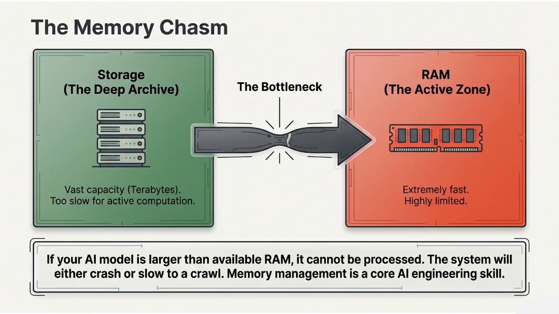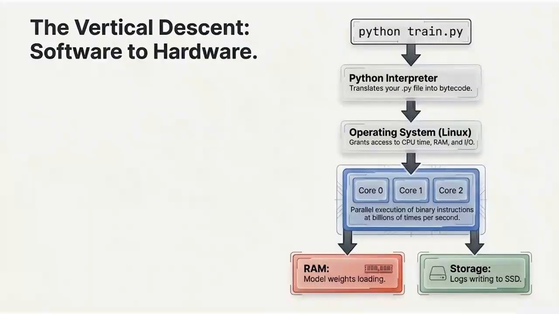So in regards to artificial intelligence, if your AI model is larger than available RAM, it cannot be processed. The system will either crash or slow to a crawl. So memory management is actually a core AI engineering skill.